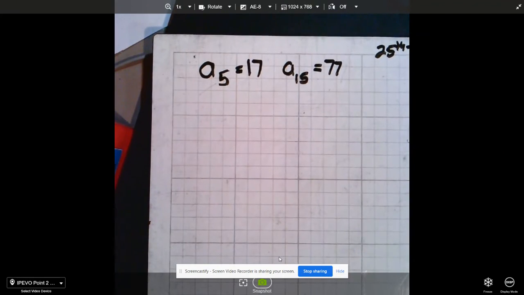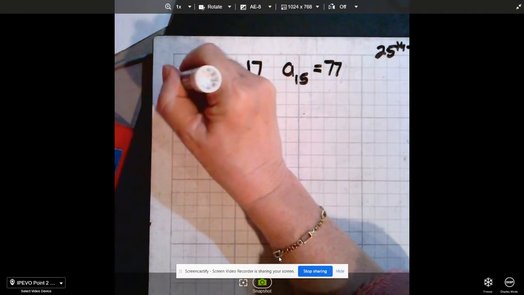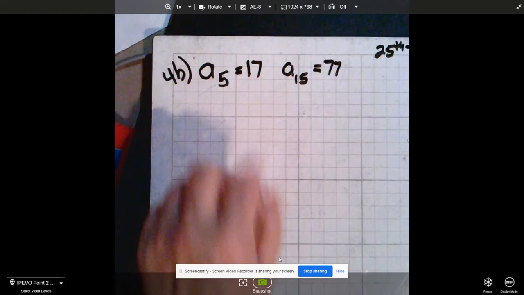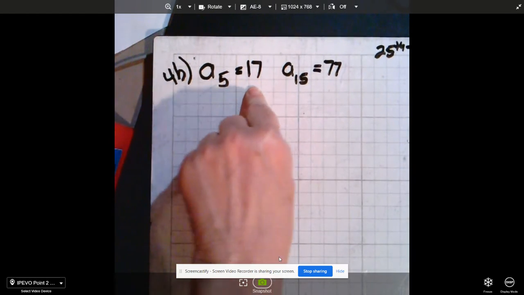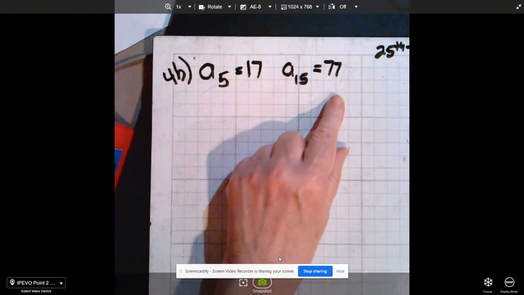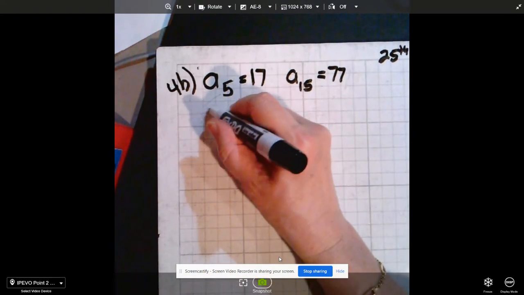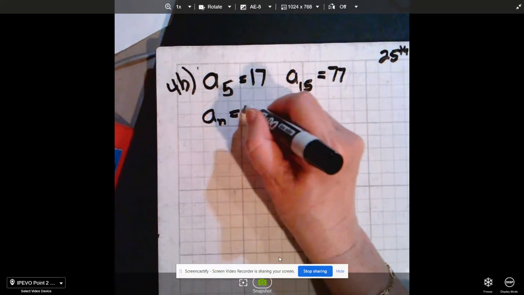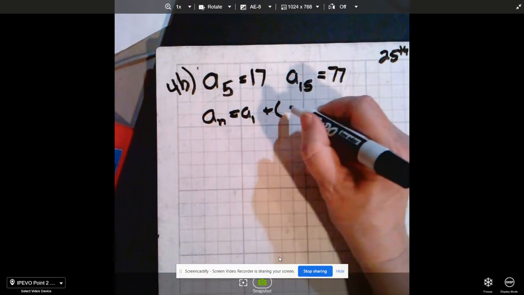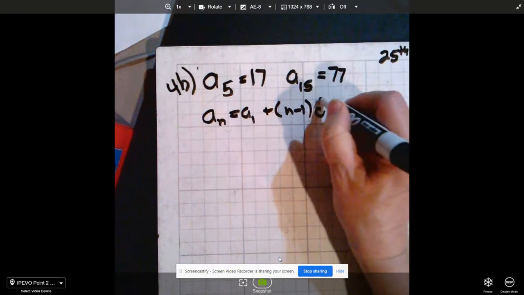Right, so this is 4B on sequence 1. And it says A of 5 is 17 and A of 15 is 77. Write a rule and then use that rule to find the 25th term. All right, so once again, let's start by writing our formula. AN is A1 plus N minus 1 times D.